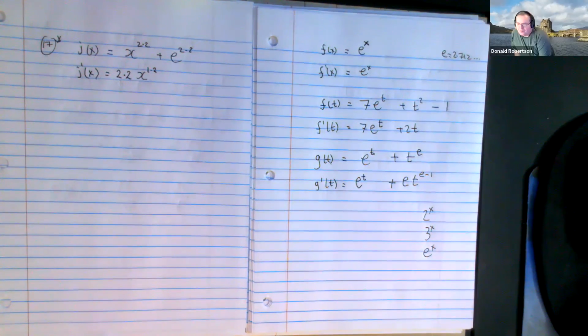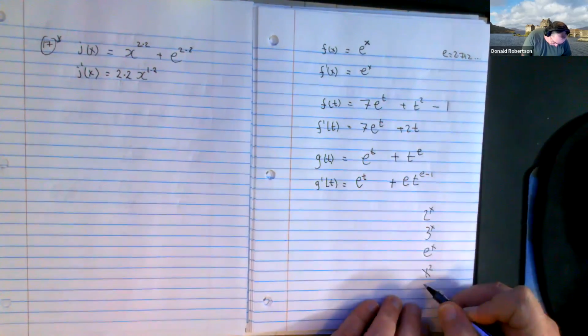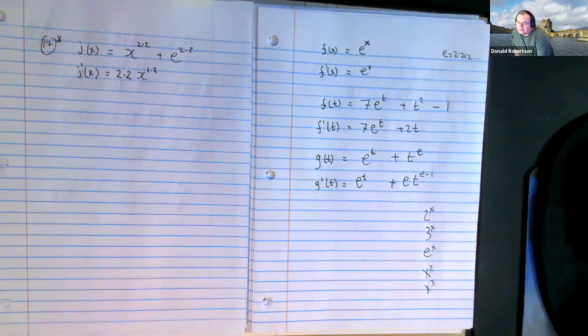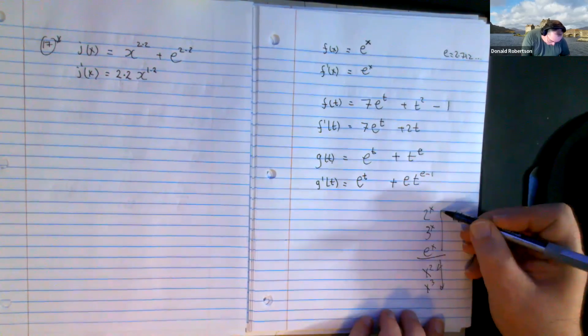Right, so those ones you can. Normally, don't you get to differentiate things that look like that? When they look like that, isn't it a power rule? But when they look like this, isn't it?